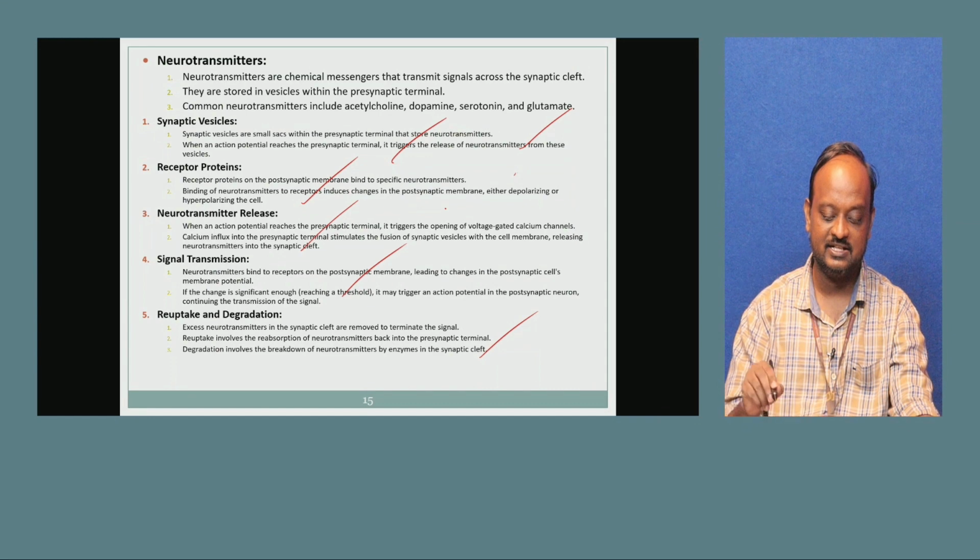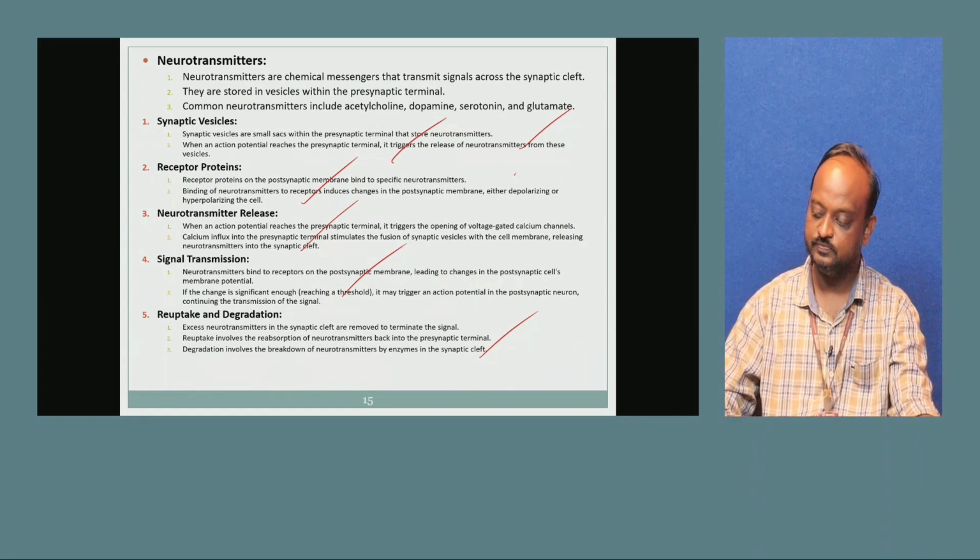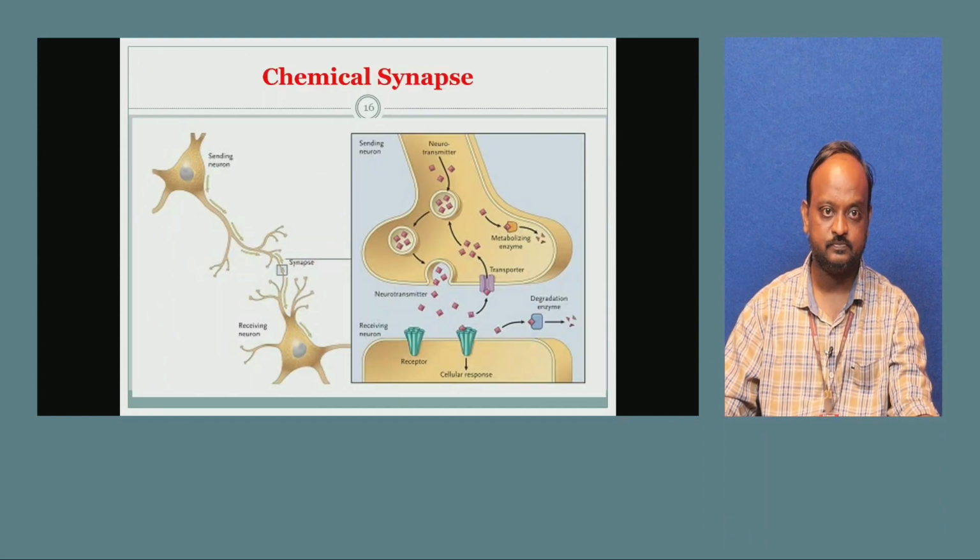And the next one, signal transmission. Whenever the neurotransmitter comes and binds to the postsynaptic neuron, the signal is propagated from one neuron to another neuron. Once the signal is transferred, whatever neurotransmitters are left in the synaptic cleft will be reuptaken into the presynaptic neuron, and they will also be degraded, right? So these are the important terminologies in the case of a synapse, right?